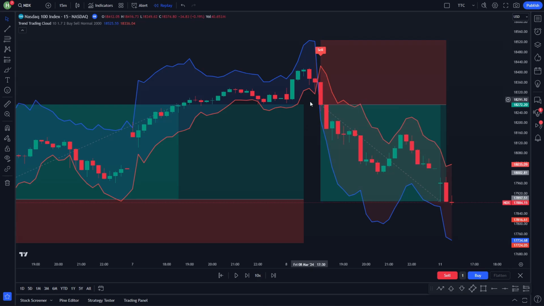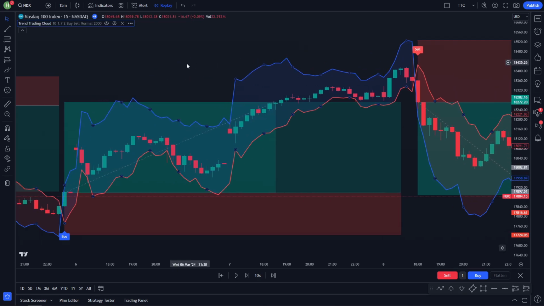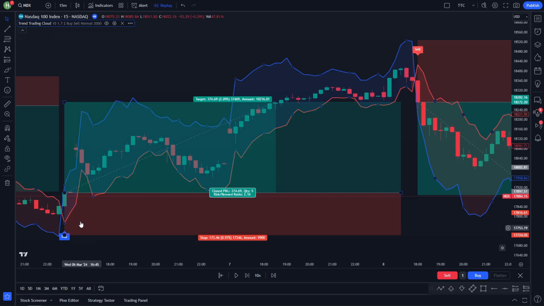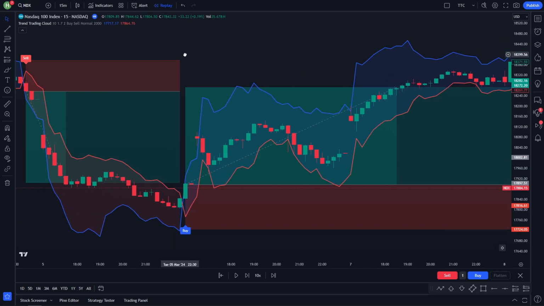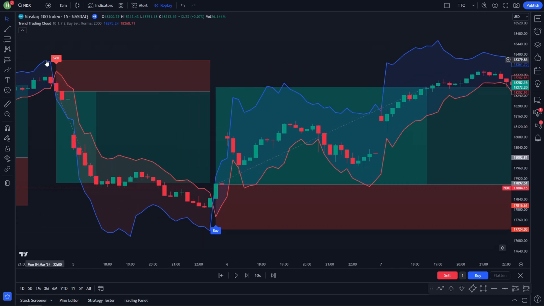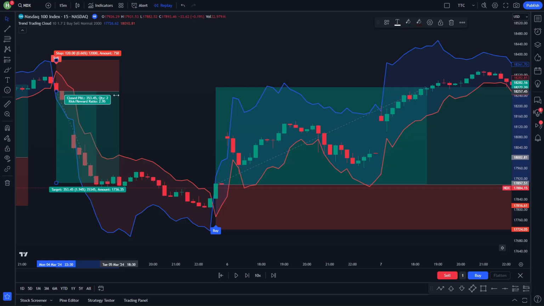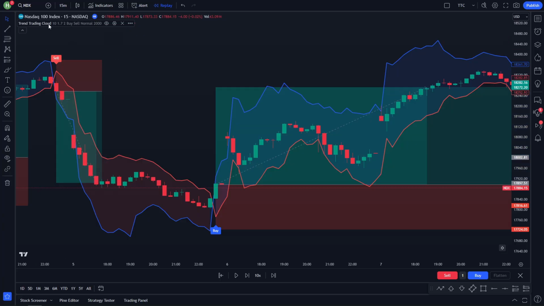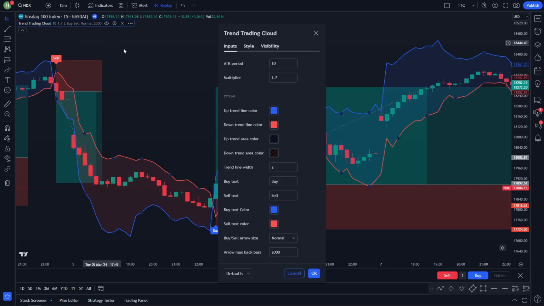Hey traders, are you tired of traditional trend indicators that fall short when it comes to accuracy? If so, the Trend Trading Cloud indicator might just be the game changer you've been searching for. Imagine a tool that not only identifies market trends with unparalleled precision, but also guides you on where to set your stop loss and profit targets. Enter the Trend Trading Cloud, a visual marvel that paints a clear picture of market dynamics directly onto your chart.